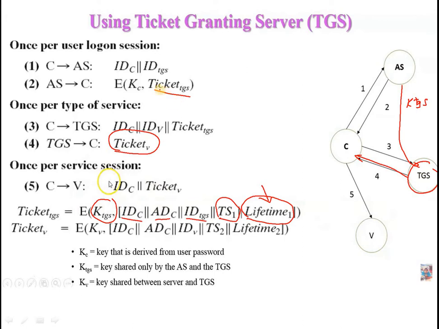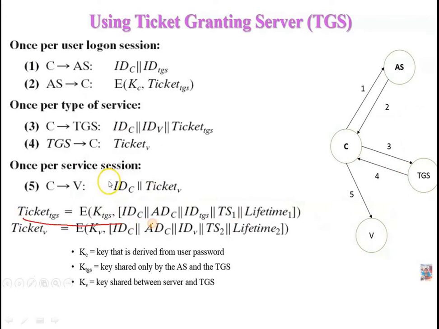Now this ticket TGS is received by the client in the second step. Tell me, will the client decrypt this ticket, since it is encrypted by KTGS? No, because this key is shared between only AS and TGS, so it has to be decrypted by either AS or TGS only. So the client will not do anything. It will receive the ticket and share that ticket with the TGS.